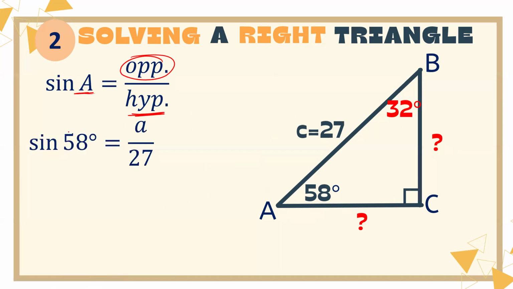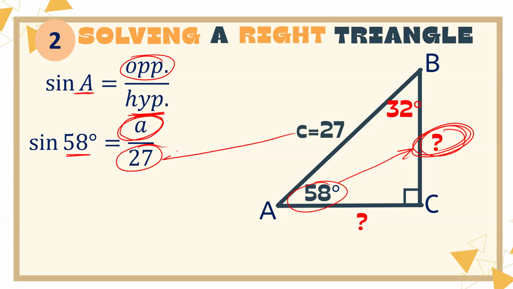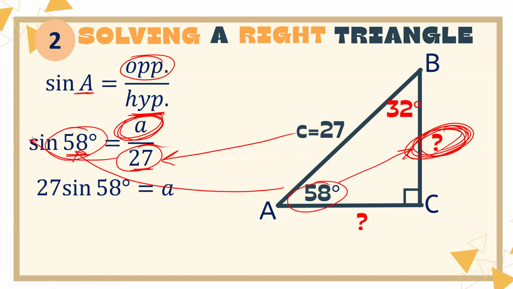So if we use sine 58 because it is given, so sine 58 and we do not know the length of the opposite side, okay, so we represent that with the small letter a over hypotenuse 27, that's given. So substituting what we are given in the equation, right, sine 58 angle A, then hypotenuse is 27, we don't know side a, which is opposite of angle A, then we can transpose 27 to the other side to multiply 27 with sine 58, and we will be able to solve side a this time.